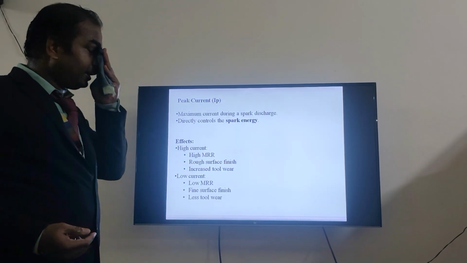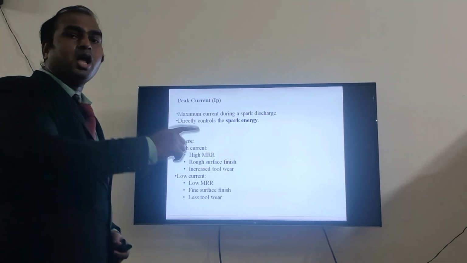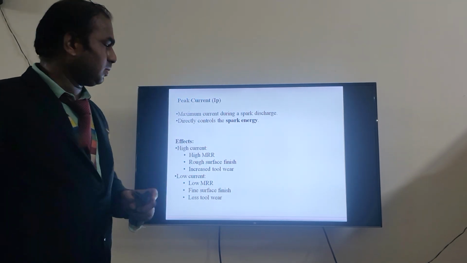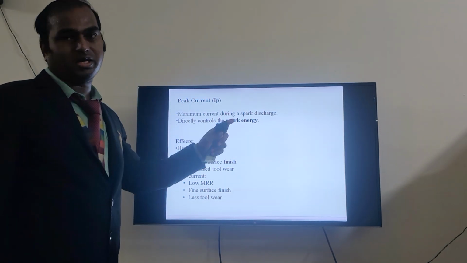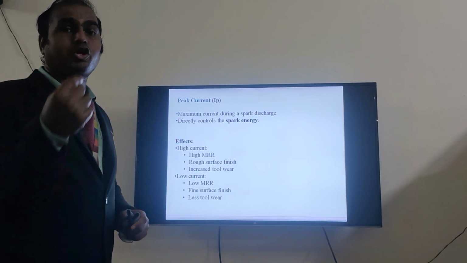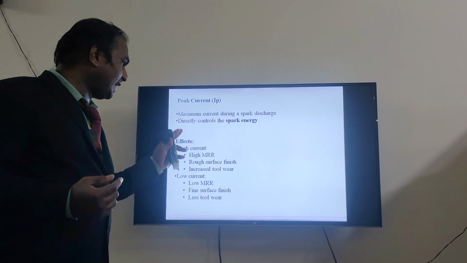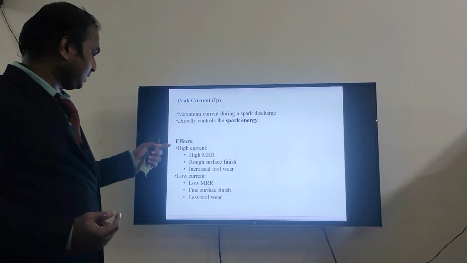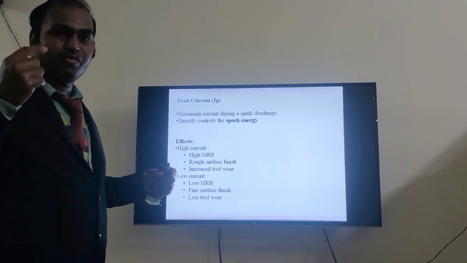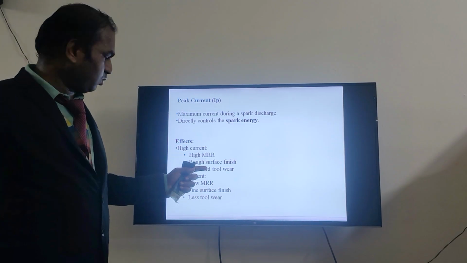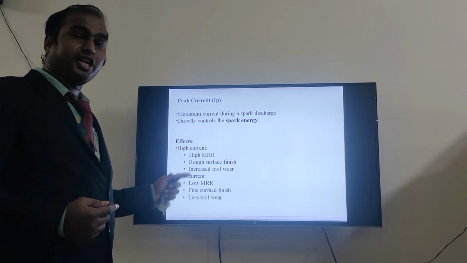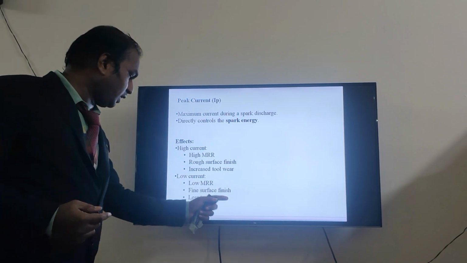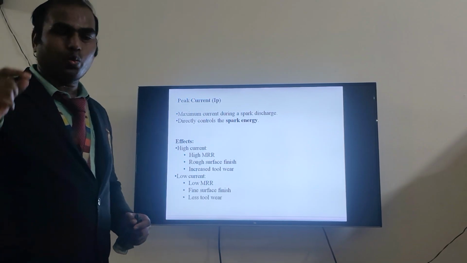So the next parameter is the peak current, otherwise called high peak current, so maximum current. What is maximum current? It is the maximum current during the electrical spark discharge between the tool and the workpiece, which is directly controlled by the spark energy. High current will have a very high MRR. What is MRR? Material removal rate, along with a rough surface finish and increased tool wear. Lower current means a lower material removal rate, a fine surface finish, and very little tool wear.